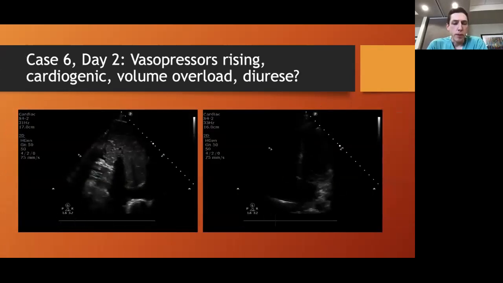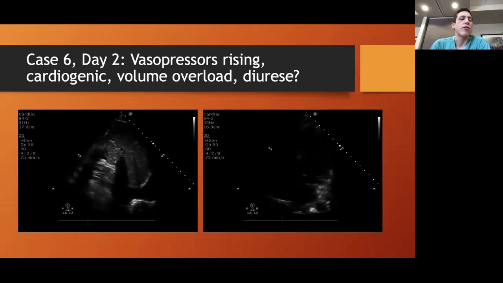All right, so he does well overnight. However, the following morning, he has increasing vasopressor requirements again. And so our question is, is this patient in worsening cardiogenic shock? Can he be volume overloaded and now need diuresis?